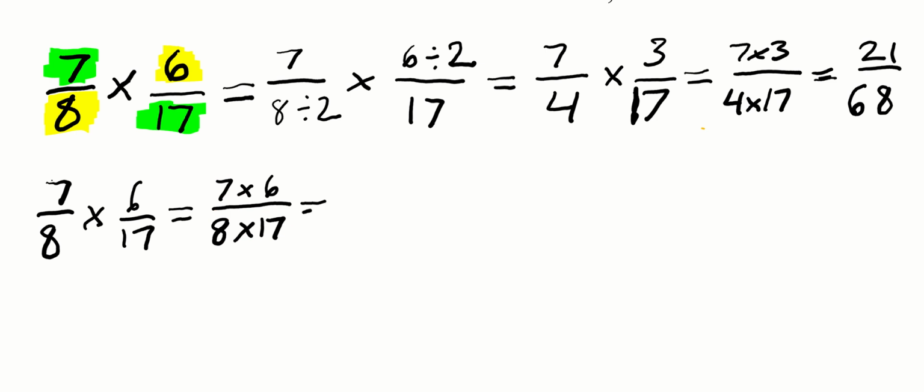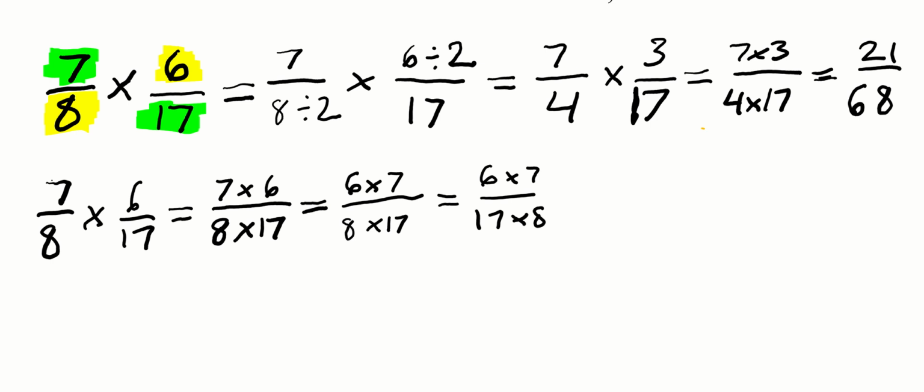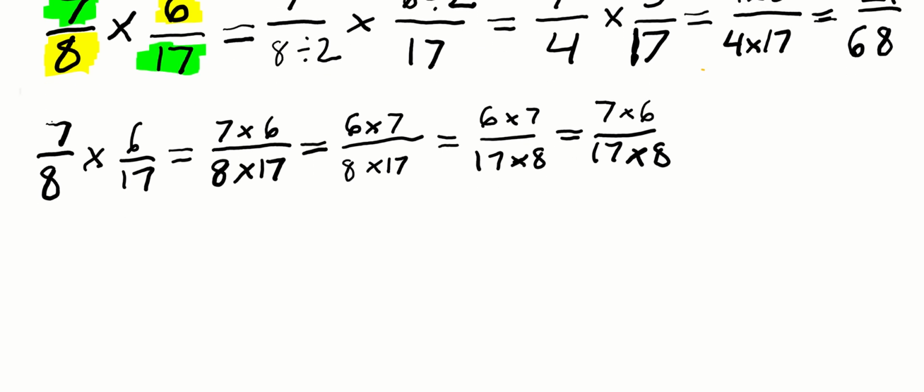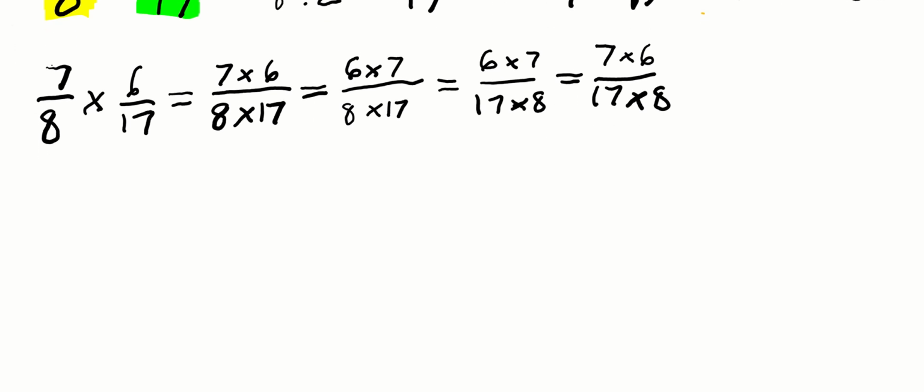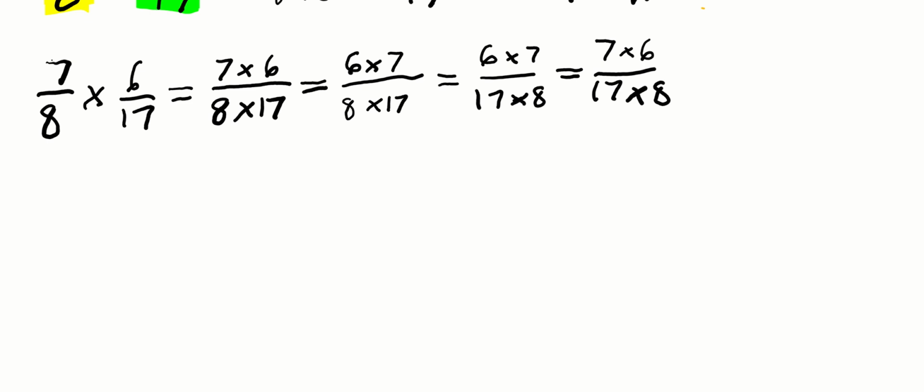This means that we could also say that this is equal to 6 times 7 over 8 times 17. 6 times 7 over 17 times 8. Or even 7 times 6 over 17 times 8. And from this, we can write new expressions where we are multiplying fractions.